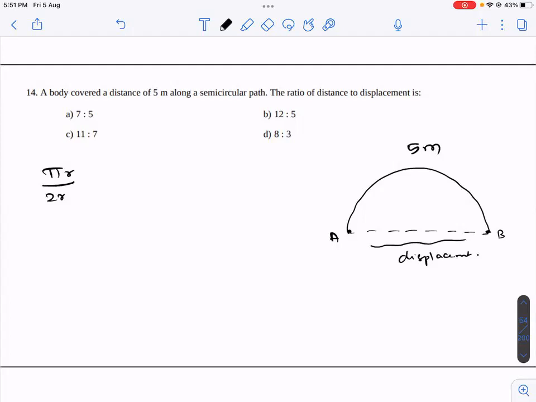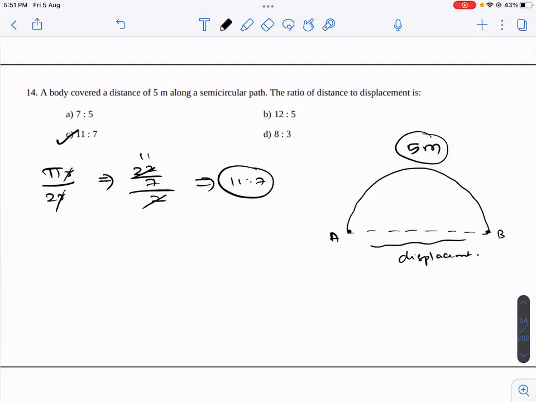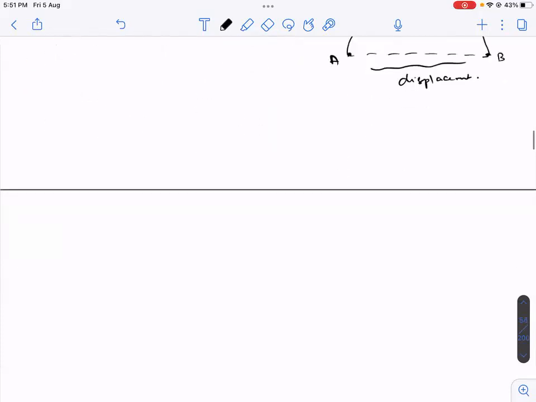Yes, sir. So how to solve this? Pi r divided by 2r. So r and r will get cancelled, which implies pi divided by 2. Pi is 22 by 7 divided by 2. Answer will be 11:7. So if you observe what is unwanted data in this problem, 5 meter, because the ratio of distance to displacement is independent of the radius of the circle. You're able to understand? So answer is 11:7. Right? So shall we proceed? Yes, sir.